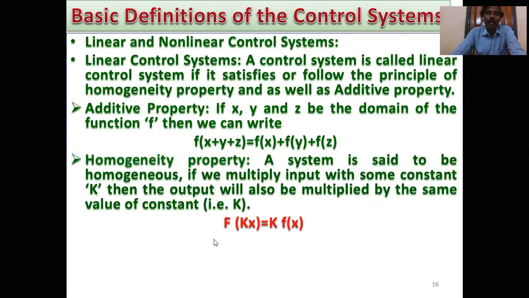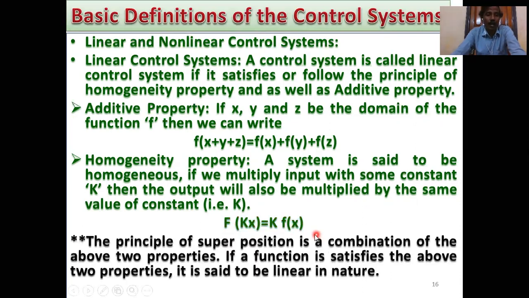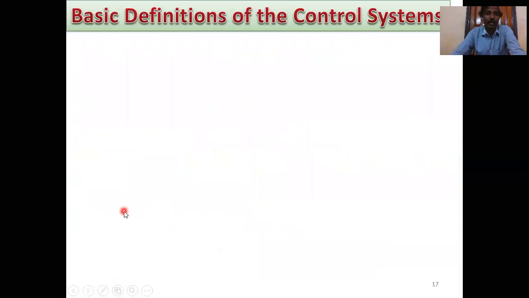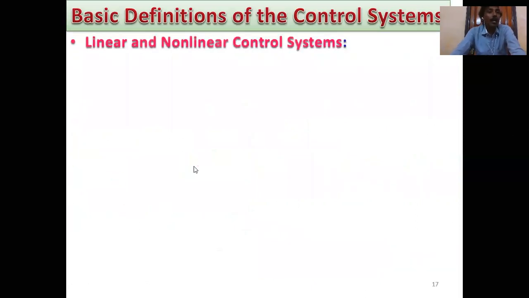And what is the equation? For a function f and input x multiplied by k, f(kx) equals k times f(x). This is the homogeneity property. The principle of superposition is a combination of the above two properties. If a function satisfies the above two properties, it is said to be linear in nature. That means the additive property and the homogeneity property. Then it's called linear.